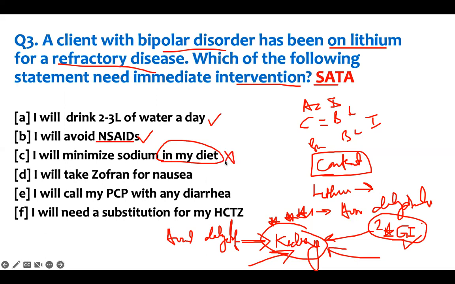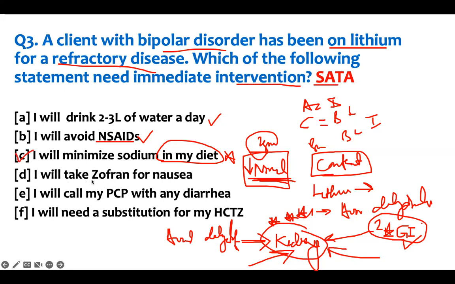I will minimize sodium intake in my diet. This is a trap. You want to make their sodium normal as much as possible. Low sodium is another cause of lithium toxicity. Therefore, you should not allow the patient to lower their sodium. Tell them to eat some salt tabs to make their sodium normal, or try to get the normal sodium amount needed in a day. Therefore, minimizing sodium requires intervention.